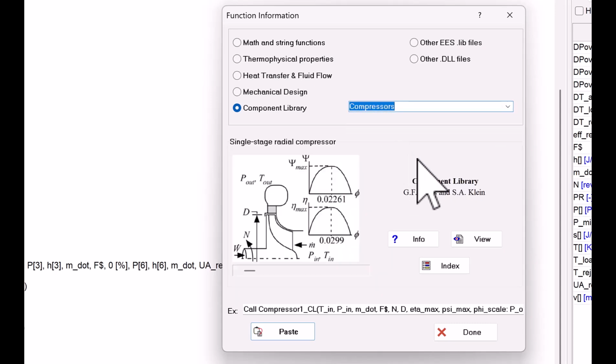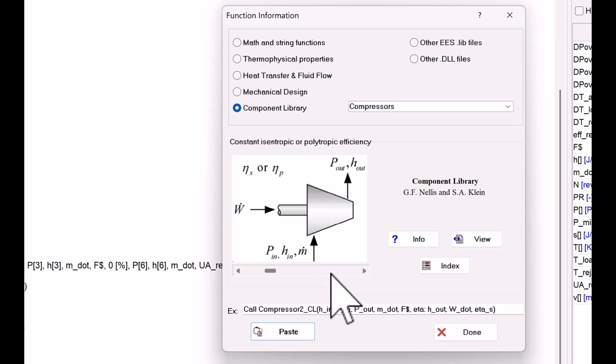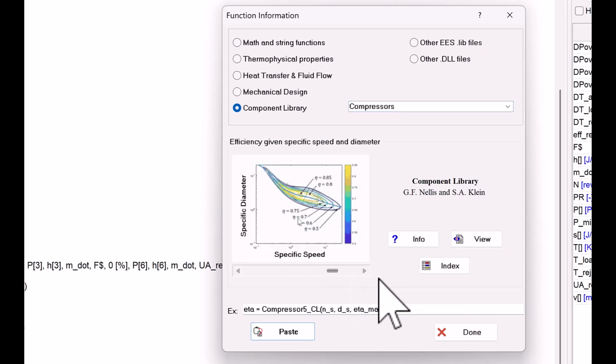So that's up here. There's a bunch of different compressor models. I'm interested in these two, right? So these two models, the first one tells me if I give it a certain specific diameter and specific speed, so these are dimensionless parameters, it will tell me what the efficiency would be for an on-design compressor based on the Balje curves. And if you look at this map, you can see that there's sort of an optimal value. If you give me a specific speed, there's clearly a specific diameter that maximizes efficiency. So that's what the second one does.